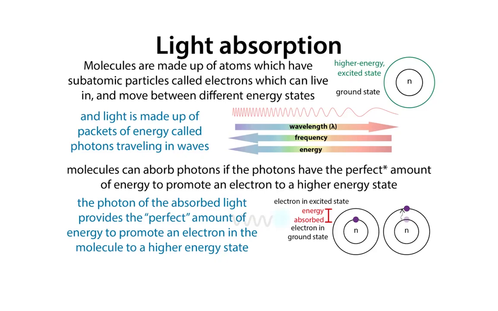Light is really exciting. I mean, literally exciting. Light is just little packets of energy called photons traveling in waves. Different wavelengths of light have different amounts of energy in those photons. And if a photon has kind of the perfect amount of energy for a molecule's electrons to get excited, that molecule will absorb that light. This is going to excite the electrons in that molecule.